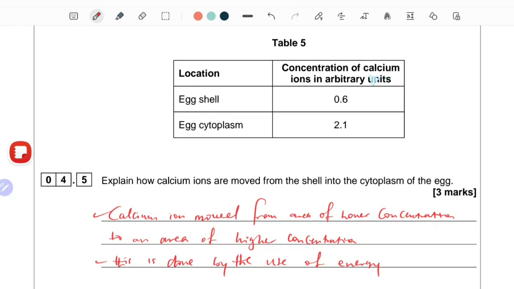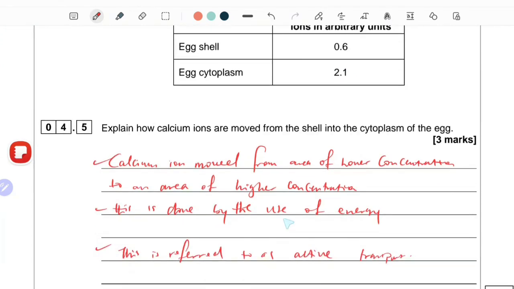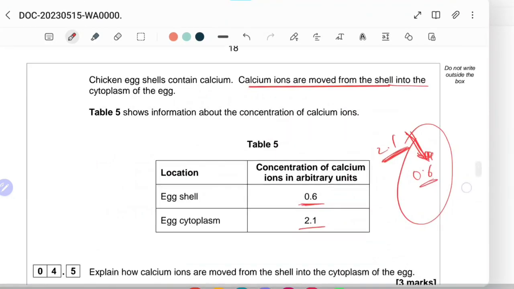You are supposed to establish the fact that you know that this is low and this is high, and yet it is moving in this direction. So that's why it needs energy to do that. So what is being tested here is your understanding of what? Active transport. Please do not forget this. Moving on.